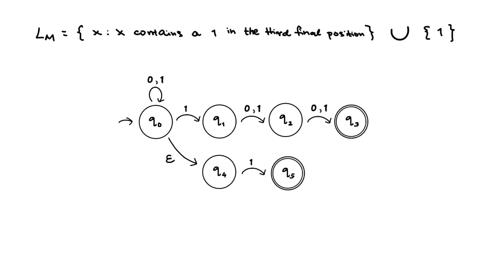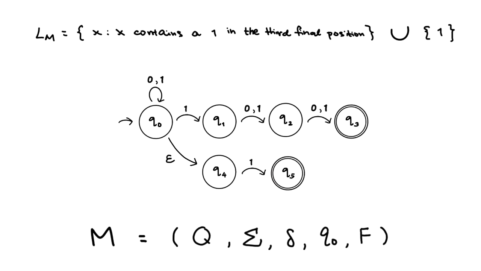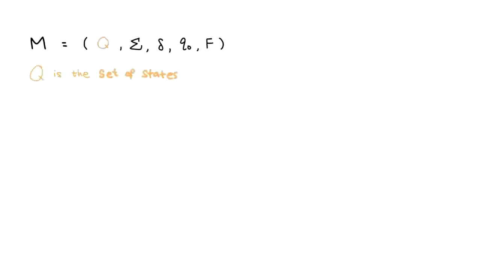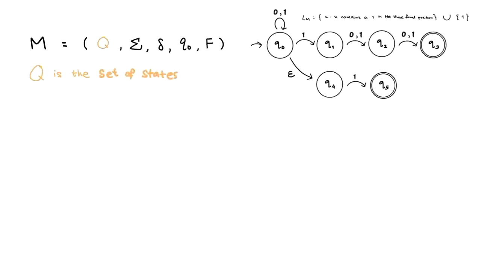And like DFAs, NFAs are also 5-tuples when formally defined. Q is the finite set of the machine states. So for our previous NFA, that would be the set containing Q0, Q1, Q2, Q3, Q4, and Q5. Sigma is a finite set called the alphabet, which is all the symbols recognized by the automaton. So in this case, it is the set containing 1 and 0.